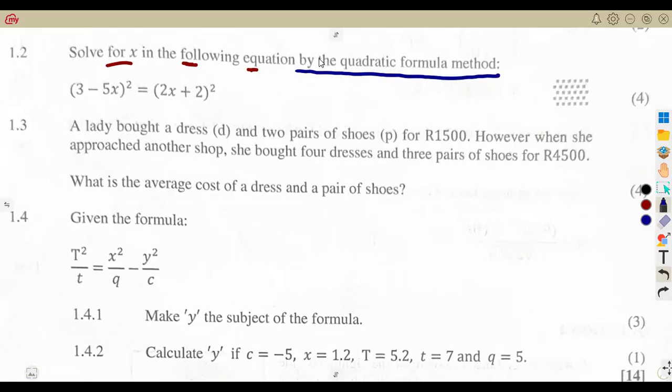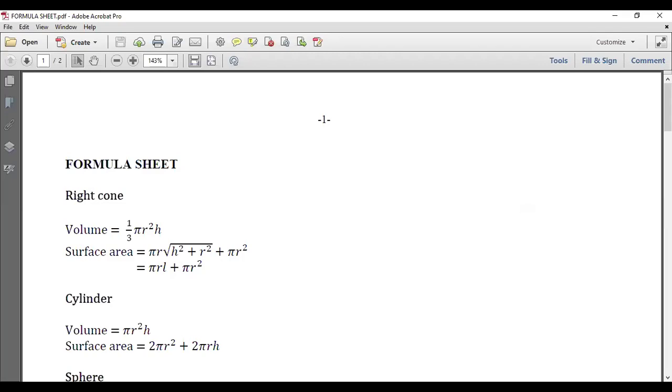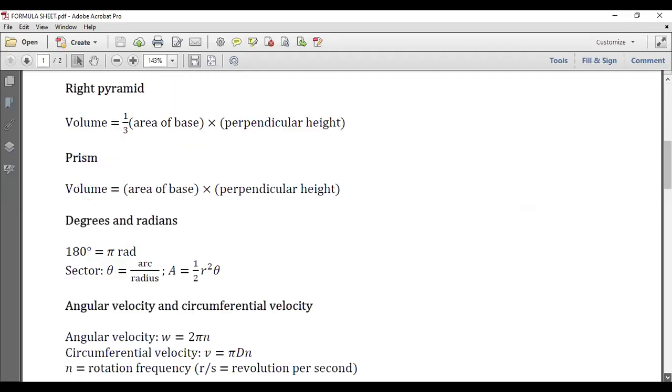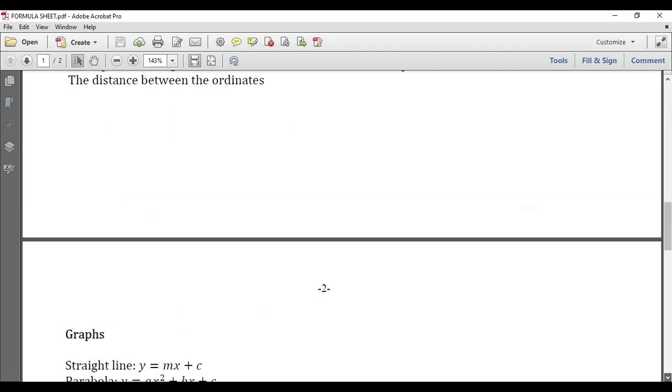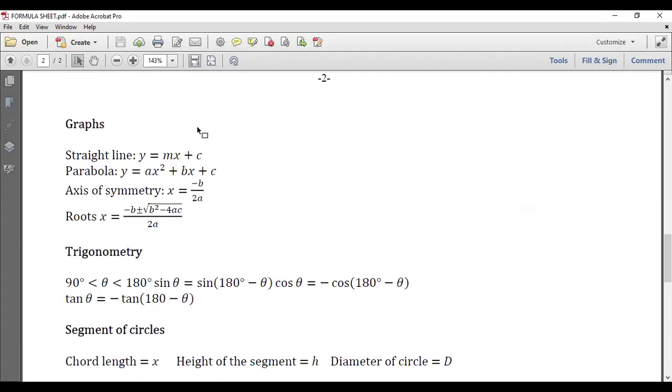All right, let's go to our formula sheet so that we see what they are talking about. Remember your quadratic formula. This is your formula sheet. As we refer to our quadratic formula, here the roots are given by this formula: X is equal to minus b, and so on. This is our quadratic formula. So they are saying we are supposed to use this formula.